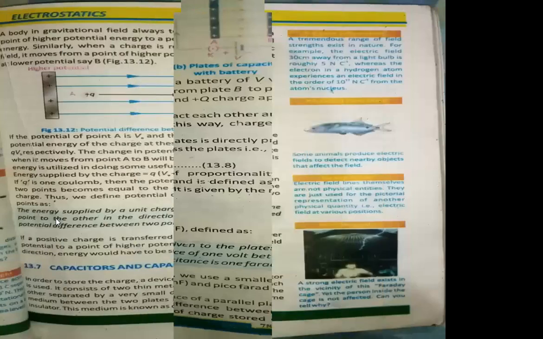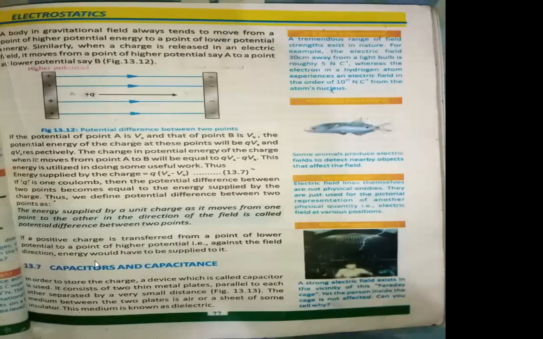Before going ahead, we studied capacitor and capacitance in 13.7, which is on page number 77. A capacitor is basically a device which is used to store electric charge. How is the capacitor made? A capacitor is made up of two thin metal plates, and an insulator is placed between these two thin metal plates. The insulator could be air, a sheet of paper, and it is called the insulator, or a dielectric. The medium is known as the dielectric. Air is a dielectric, and these are sheets of some insulator.